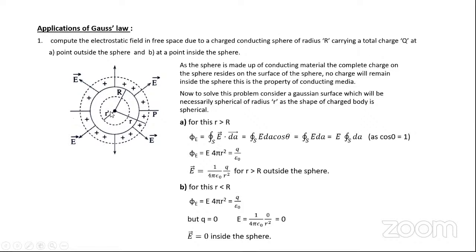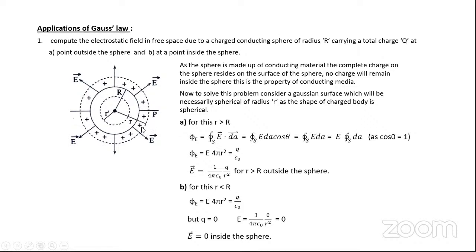Now, as this is a conducting sphere, the total charge of the sphere will reside on the surface of the sphere. No charge will remain inside the sphere. Is it clear? Why? When there is a conducting medium, no charge will remain inside the conductor. The charges reside at the surface of the sphere. Here we have a sphere, and the whole charge will reside on the surface of the sphere. This is very important to understand. So one by one we'll consider this.